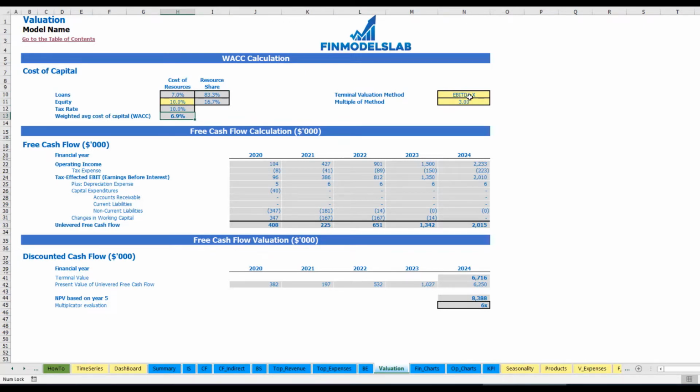In the valuation model, there are 2 valuation methods, which is EBITDA multiple and revenue multiple. You may select one of them, and below you may input multiple of methods. Based on this information, we can see terminal value, which is calculated on unlevered free cash flow. You may see the present value of unlevered free cash flow and PV.